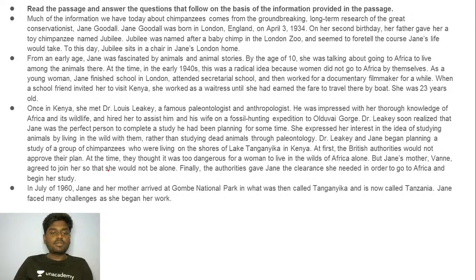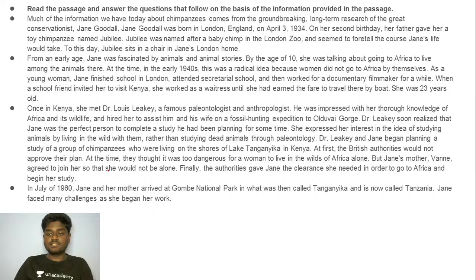Once in Kenya, she met Dr. Louis Leakey, a famous paleontologist and anthropologist. He was impressed with her thorough knowledge of Africa and its wildlife and hired her to assist him and his wife on a fossil hunting expedition to Olduvai Gorge. Dr. Leakey soon realized that Jane was the perfect person to complete a study he had been planning for some time.